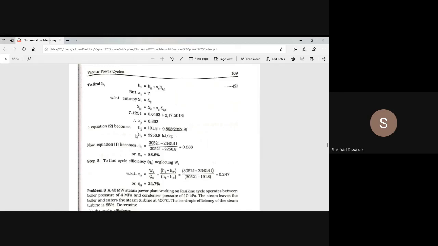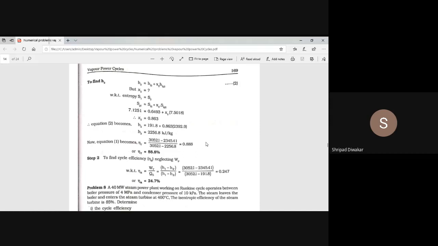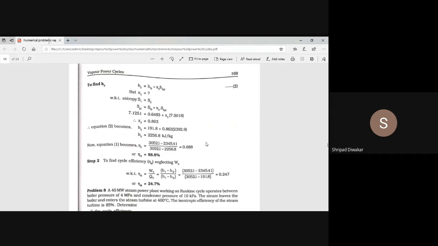So we are getting H2 equals 2256.8. Why are we calculating H2? This is required to calculate the efficiency. So what is the efficiency? We are going to calculate the efficiency, and for that purpose you are going to require the value of H2. Now they asked for the turbine efficiency.